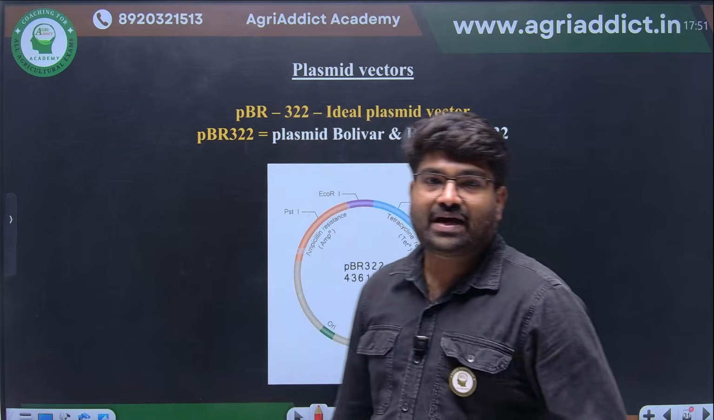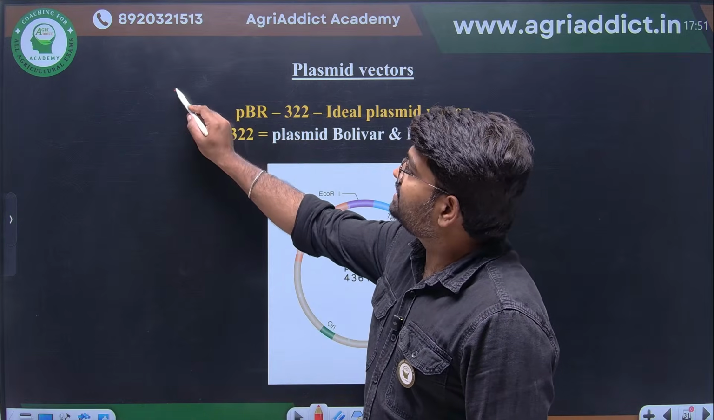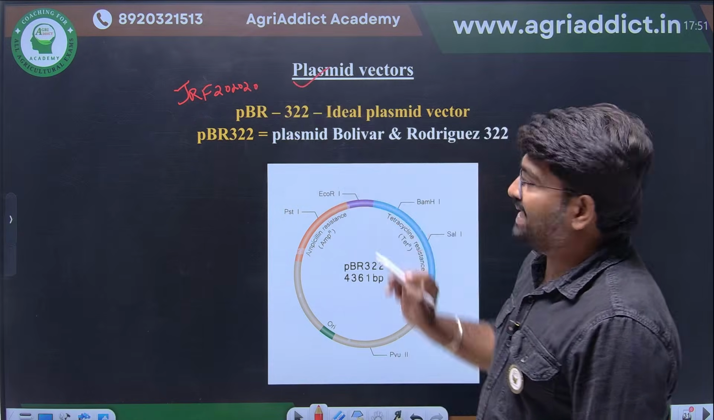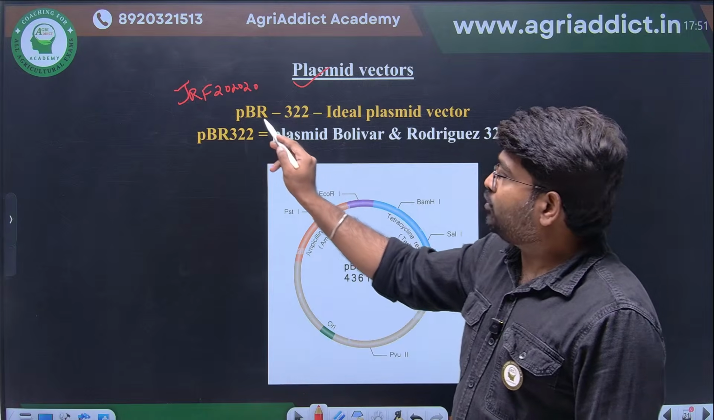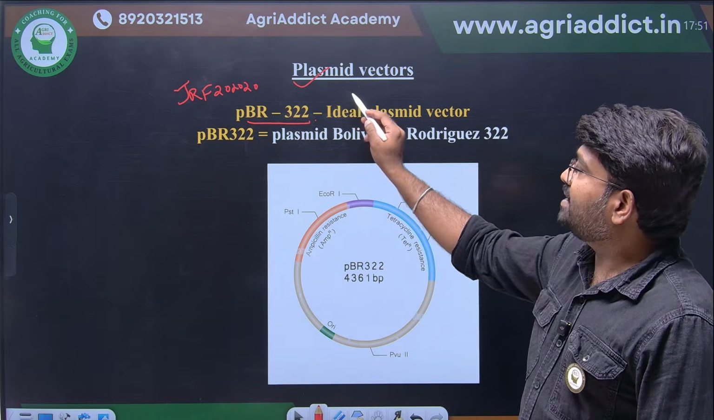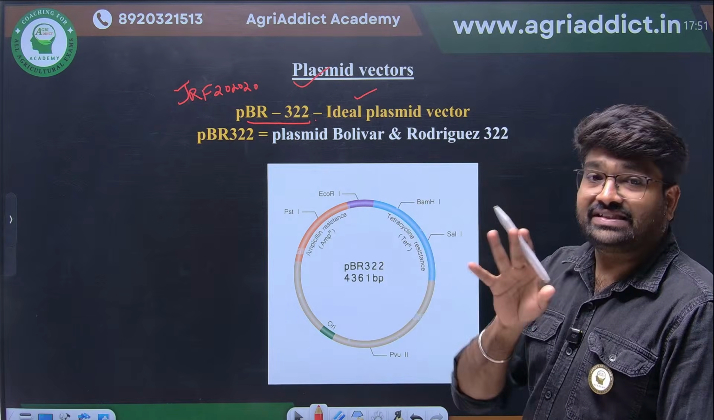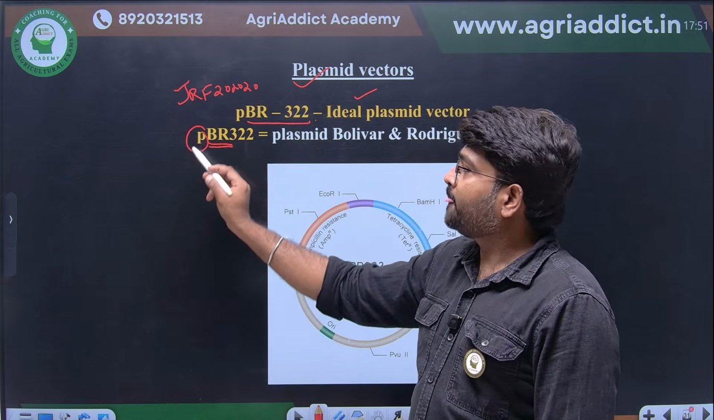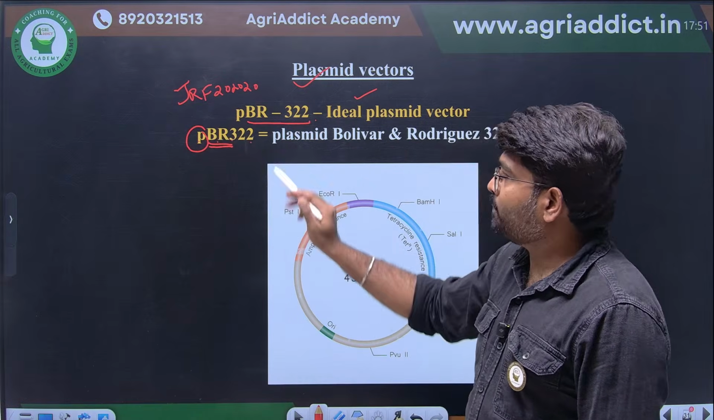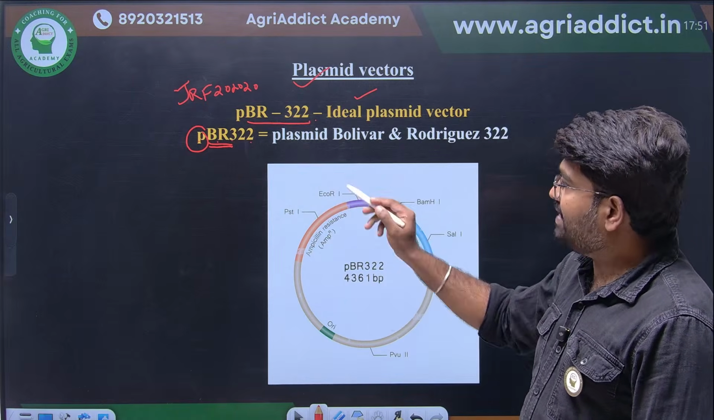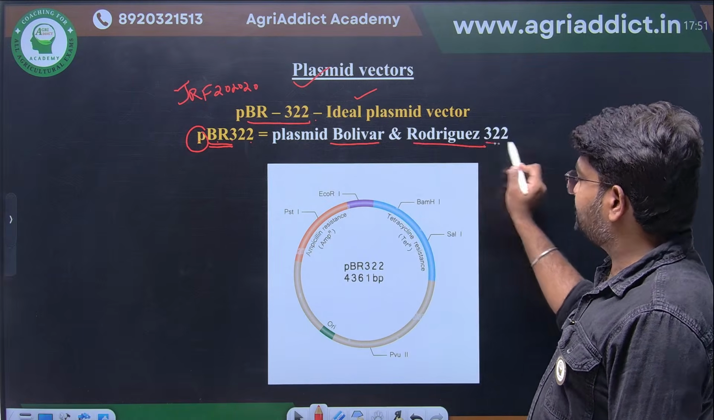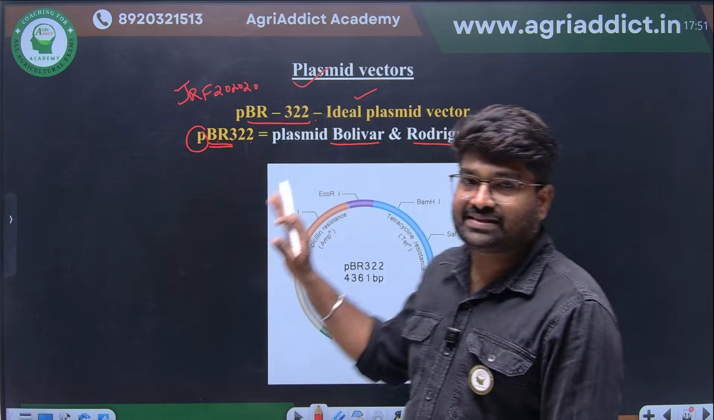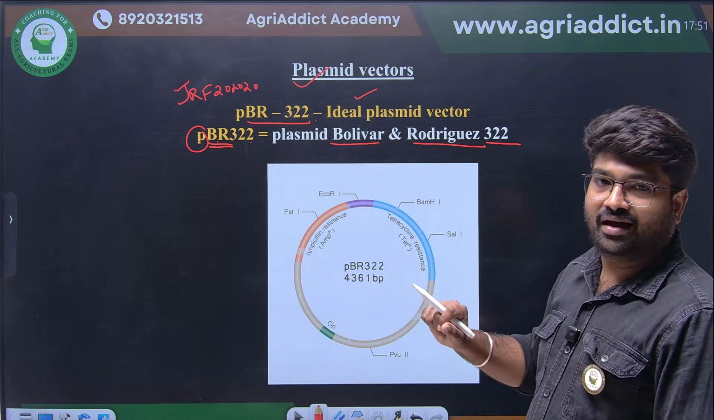The first developed plasmid vector, this is a JRF 2020 question, is pBR322. It's a plasmid-based vector. The question they asked is what BR means. We know P is plasmid, and B and R are scientist names. Bolivar and Rodriguez developed this vector pBR322.